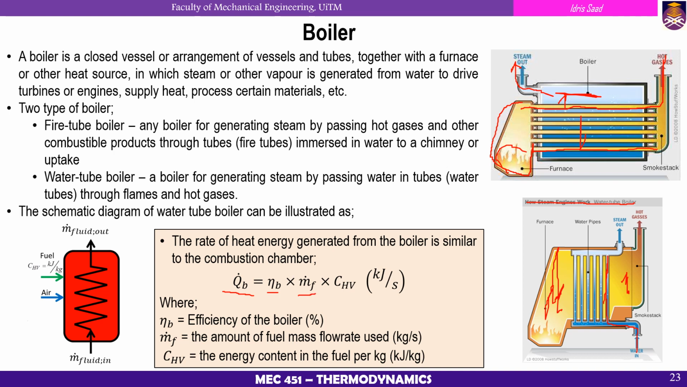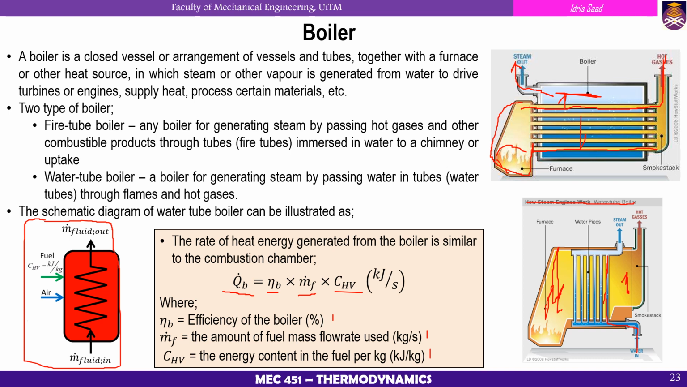Multiply by the mass flow rate of the fuel, and also multiply by the calorific value. The units are the same or similar to the combustion chamber. So this is what we call the schematic diagram, or simple diagram, or process diagram of the boiler.